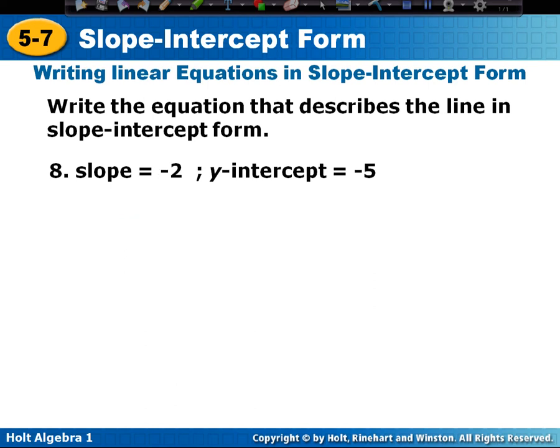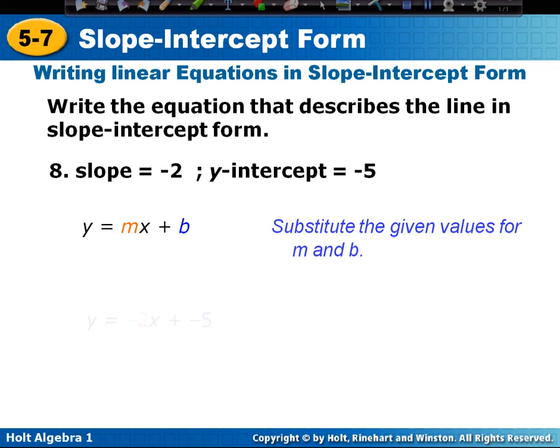Number 8, write this down. Slope equals -2. Y-intercept equals -5. We're going to write this again in slope-intercept form. Y equals mx plus b. You're going to plug your -2 in for m and your -5 in for b, giving you y equals -2x plus -5 or -5. Make sure you have that down before you move on.